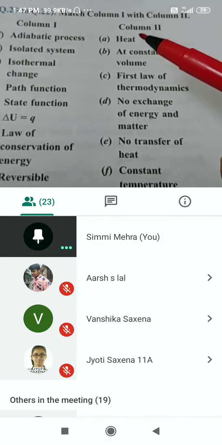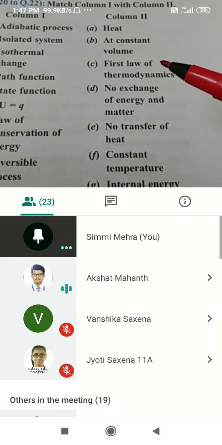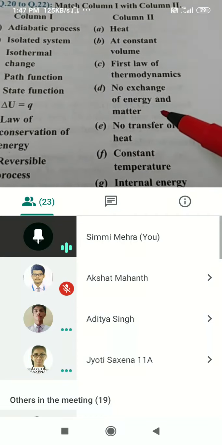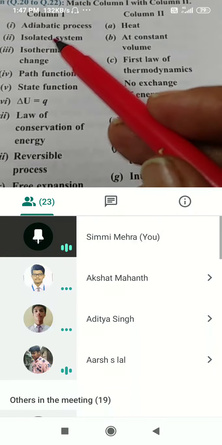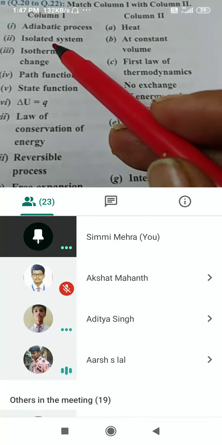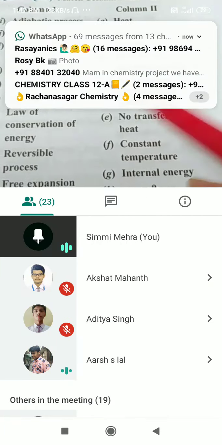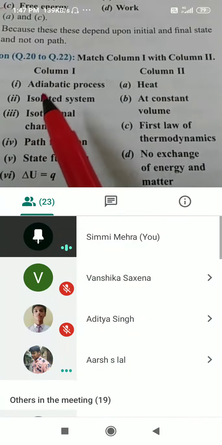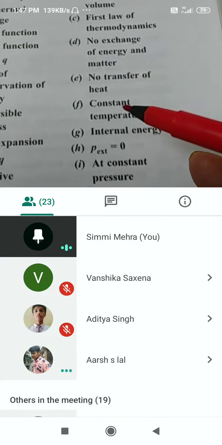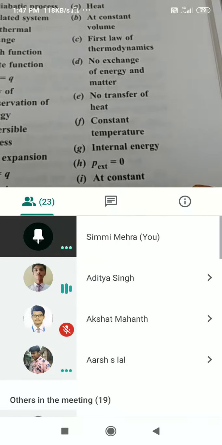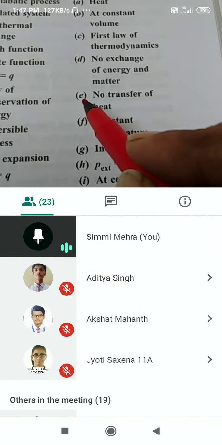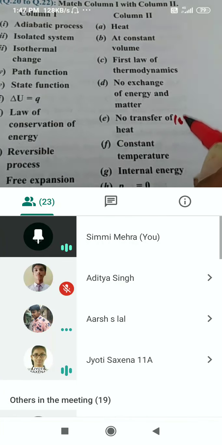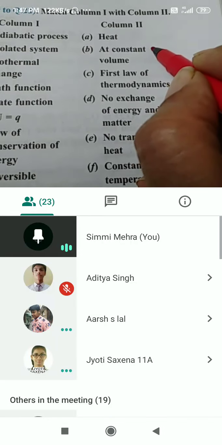Adiabatic process. Heat, constant volume. D is no exchange of energy and matter. See, it is isolated system. Isolated system is no exchange of energy and matter. All right. Second one is adiabatic process. What will it be there? Just check. E. Good. That is no transference of heat is there. So this is for A. 1 and 2 it is B.